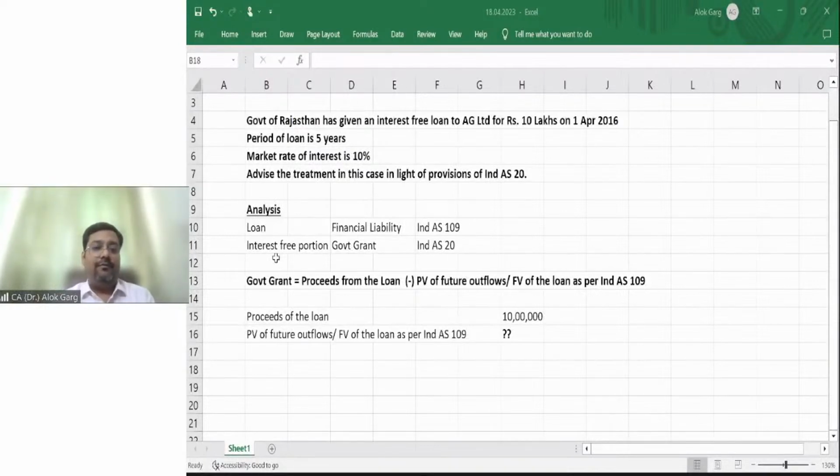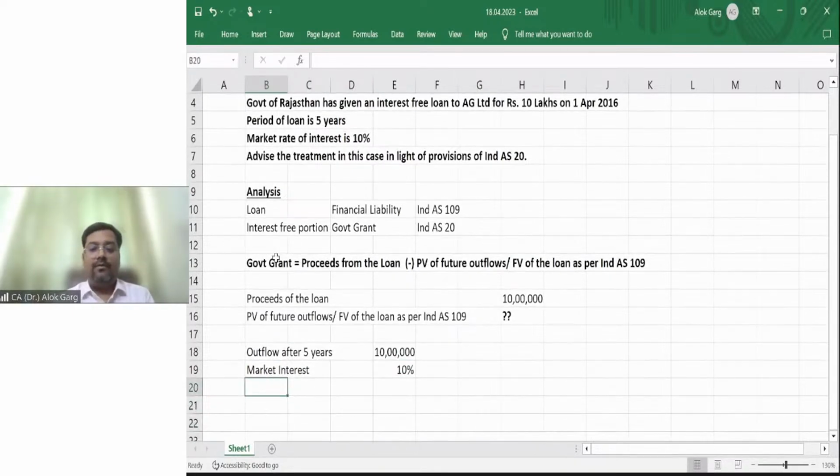What is the outflow? Outflow after 5 years. The outflow after 5 years is 10 lakh rupees. What is the market rate of interest? What is the fair value interest? It is 10%. What is my present value?